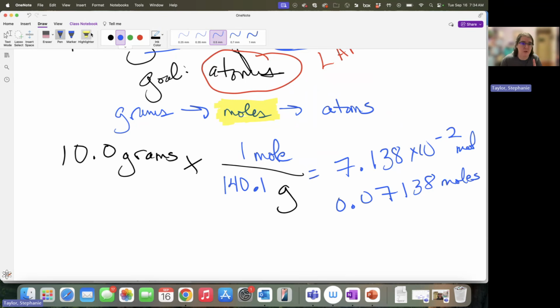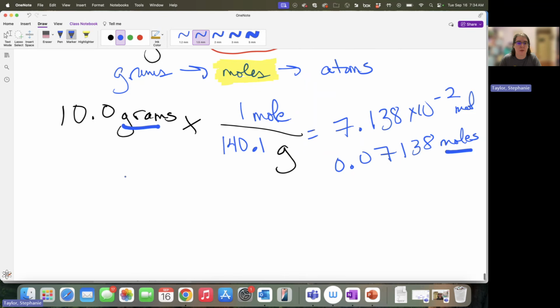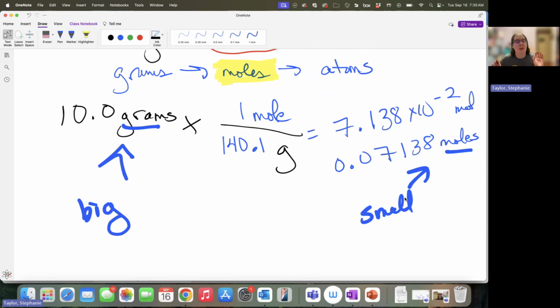One of the things I want you to notice is that when I went from grams to moles, the grams is the bigger number and the moles is the smaller number. It wasn't super drastic, right? I went from 10 to 0.07. I did wind up using scientific notation because my calculator is stuck in scientific notation. But that's all that happens. So I did have a change.